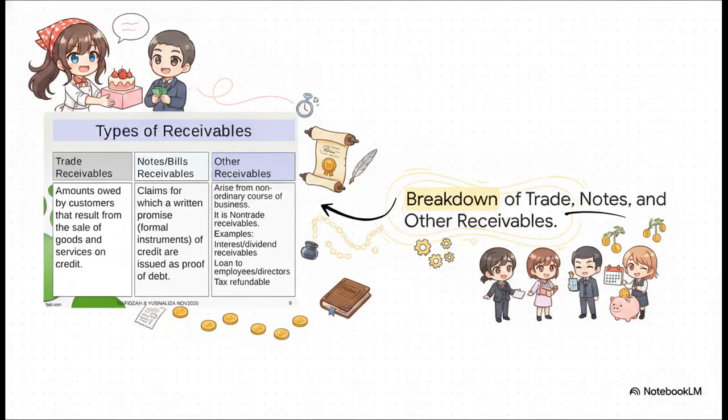Now, look at how we categorize these claims, because this is super important. We have trade receivables. These are the amounts owed by customers from our ordinary, everyday cake sales on credit. Then we have notes or bills receivables, which are a bit different. They involve formal, written instruments of credit issued as actual proof of debt. And finally, we have other receivables. These pop up from things outside our ordinary course of business. So, for example, if our bakery gives a quick loan to an employee, or maybe we have interest or dividend receivables, those fall strictly under other or non-trade receivables.